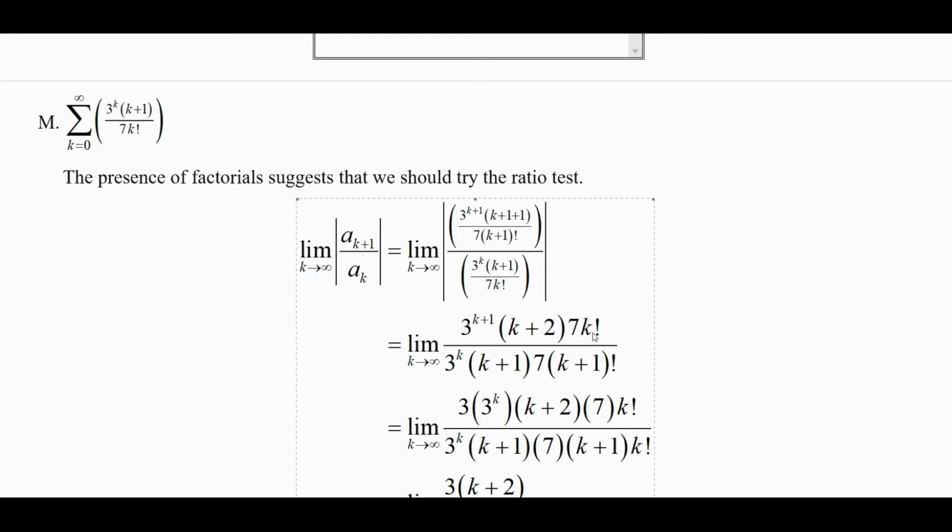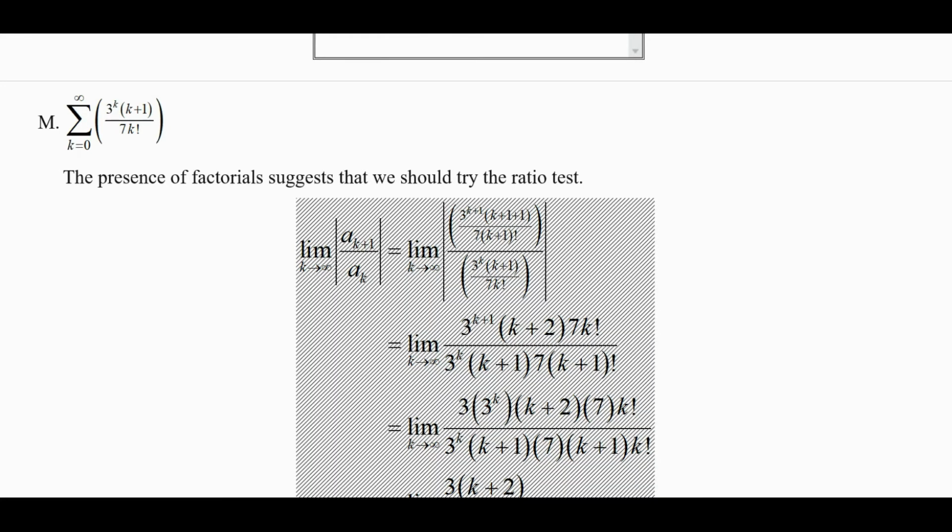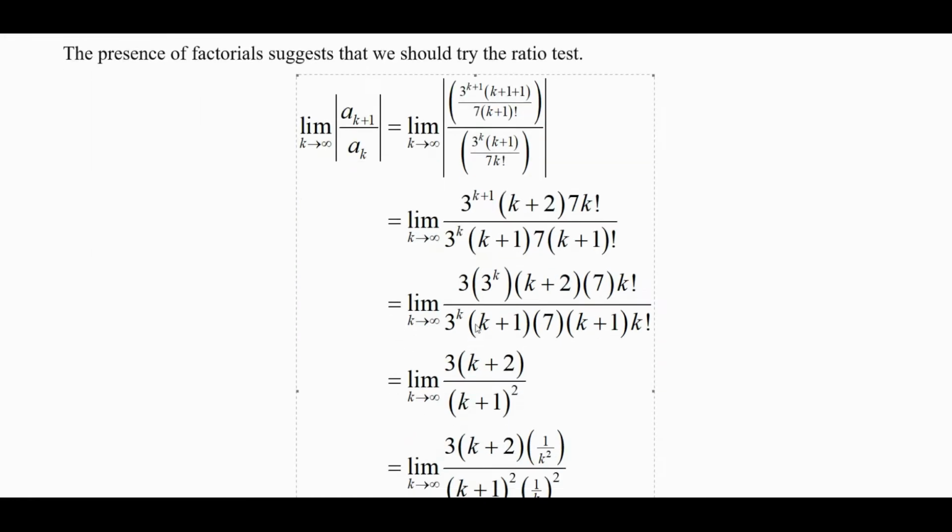Now notice 7k factorial means k, then factorial, then times 7. Factorials take precedence over multiplication in the order of operations. So let's see what we got here. The 3's are going to cancel here. 3 to the k actually cancels, leaving a 3 in the numerator. Oh, never mind. I just rewrote it as 3 to the k plus 1 is 3 times 3 to the k. Now they cancel, leaving just a 3 in the top.